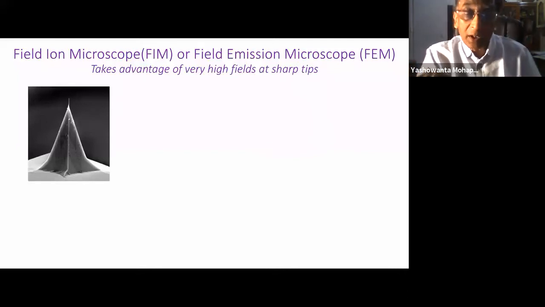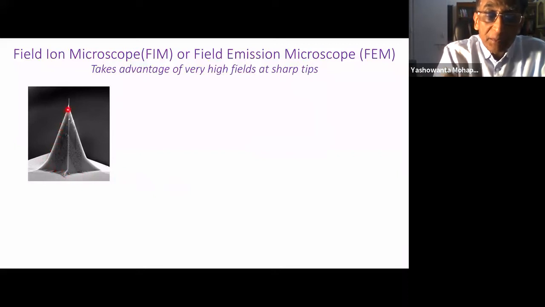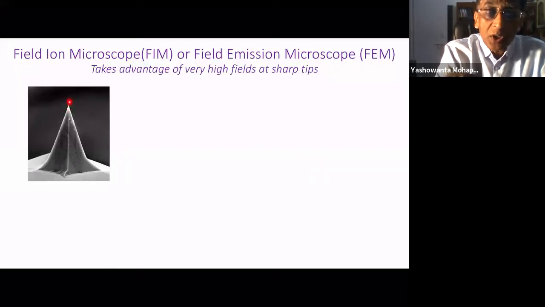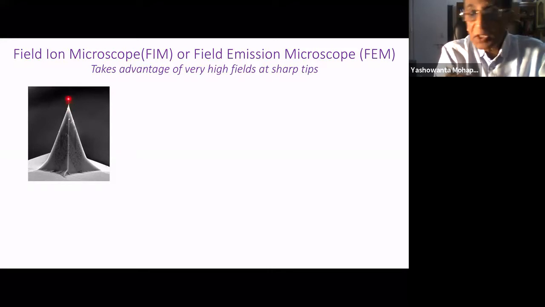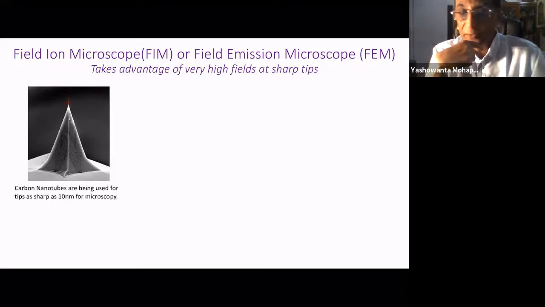So, just to show a sharp tip, this is how it is made, with a sharp tungsten or metal. And then on top, in this case, there is a carbon nanotube, which is something like 10 nanometers in width. So the curvature here can be so small that even a few volts can produce a very high field. Carbon nanotubes are being used as tips in microscopy, almost like 10 nanometers.